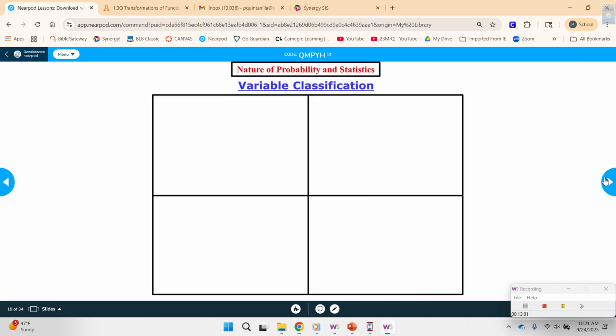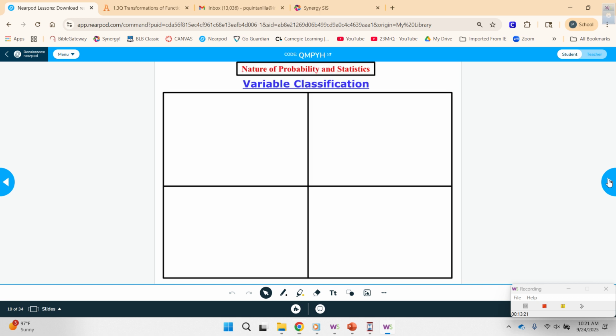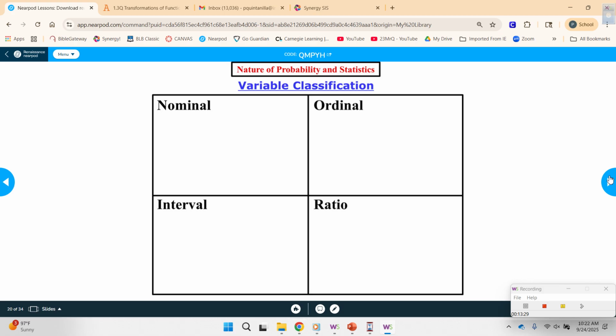Let's move on. Think about the 4 classifications. Tell your neighbor what they are without looking at your notes. 4 variable classifications. All right, write them on your screen. 20 seconds. Go. 3, 2, 1. Nominal, ordinal, interval, and ratio. Hands if you got that. Not bad, not bad. Let's move on.